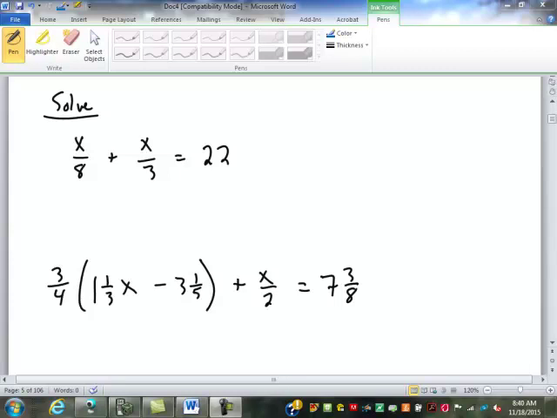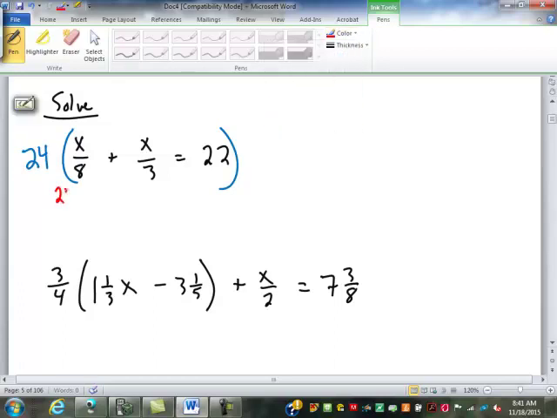Okay, so for this first one up here, we have two ways we could go about solving that. We could either make that 1/8 x plus 1/3 x and combine them, or we can multiply by a common denominator. Which approach do you guys prefer? Multiply by a common denominator, which is going to be what? 24.